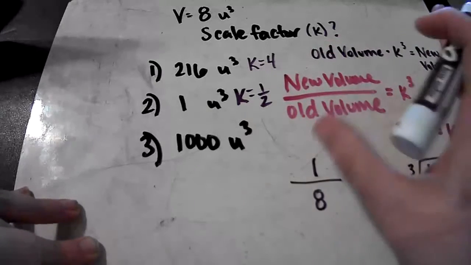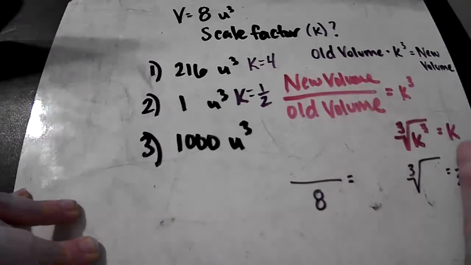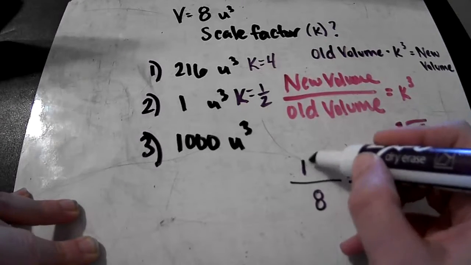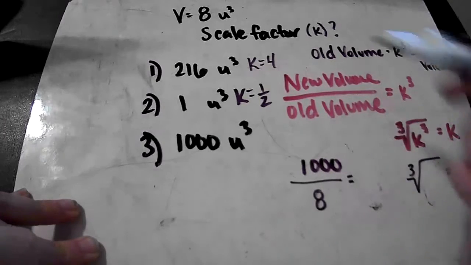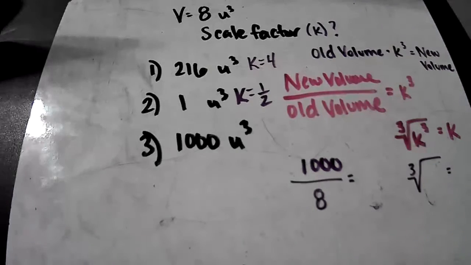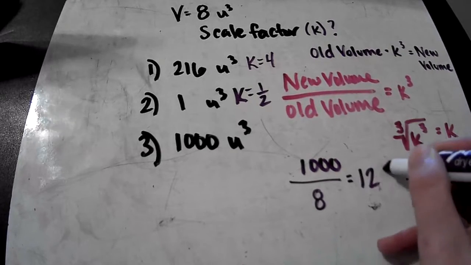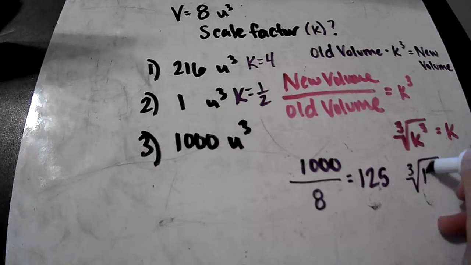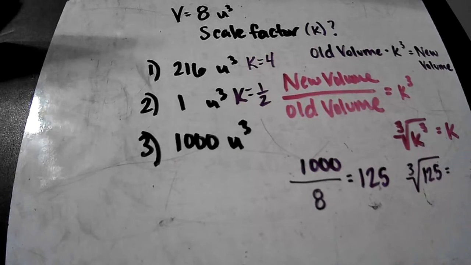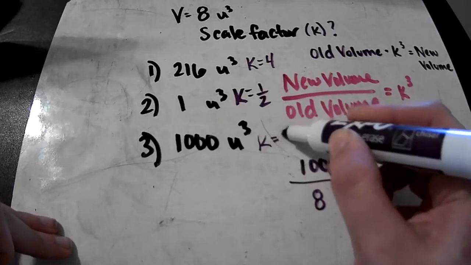All right, number 3, we have our new volume at 1000. So I'm going to do 1000 divided by our original volume of 8. When we do 1000 divided by 8, I get 125. Then I need to do the cube root of 125. The cube root of 125 is 5. And so on number 3, we should get our scale factor of 5.